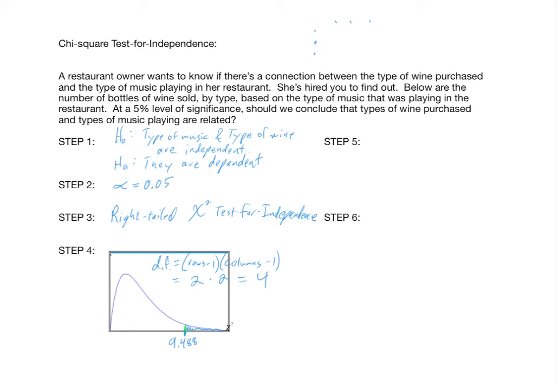Step 5, we've actually done the computation already on the previous screen. We got the chi-squared is equal to 18.32. And when we look down here, you can see that falls well in the rejection region. Don't forget that in step 5, not only do you compute the test statistic, but you also need to decide whether you're going to reject or fail to reject the null hypothesis. And because this landed well in the rejection region, we are going to reject the null hypothesis.